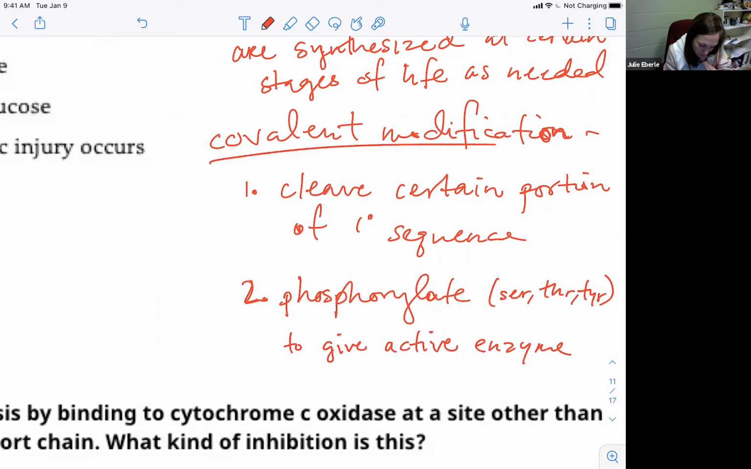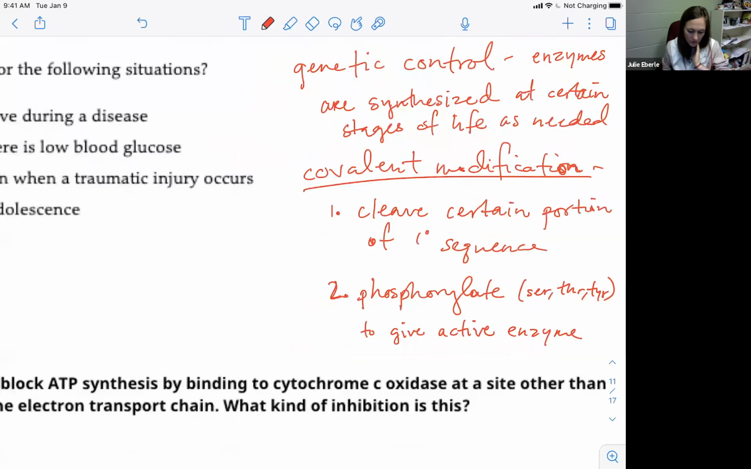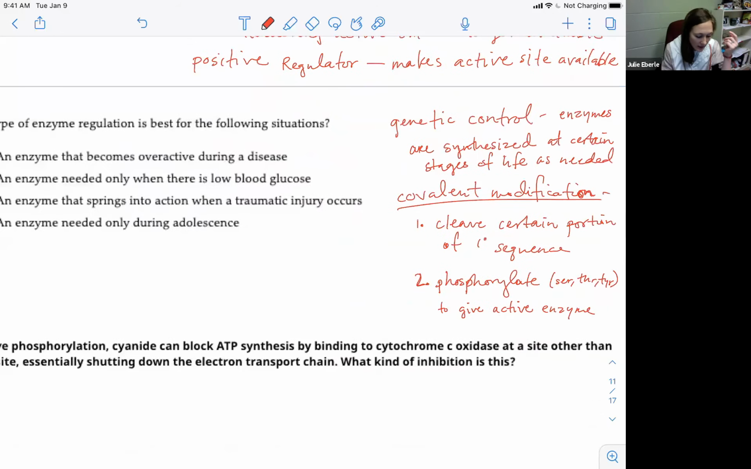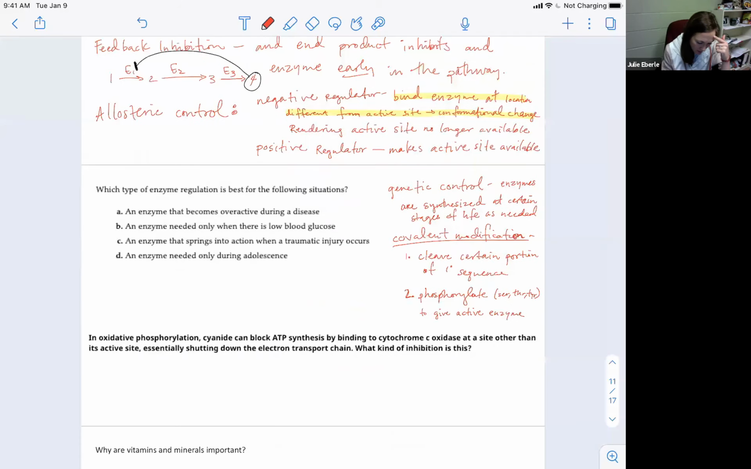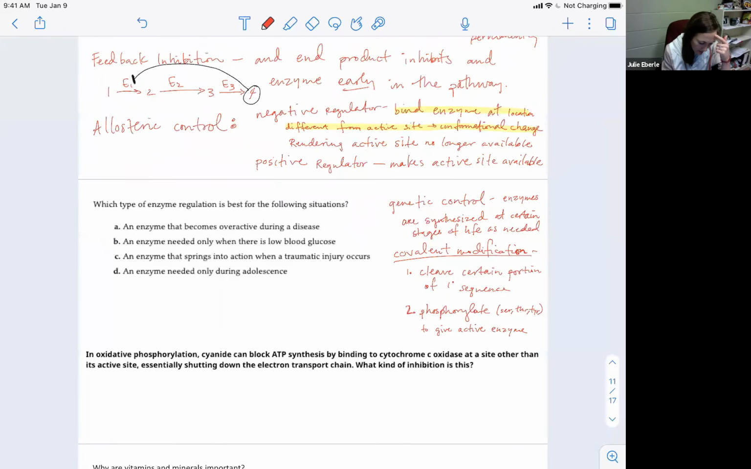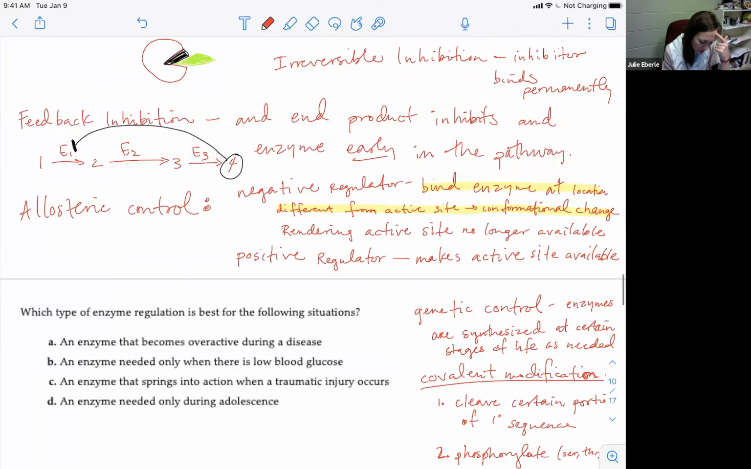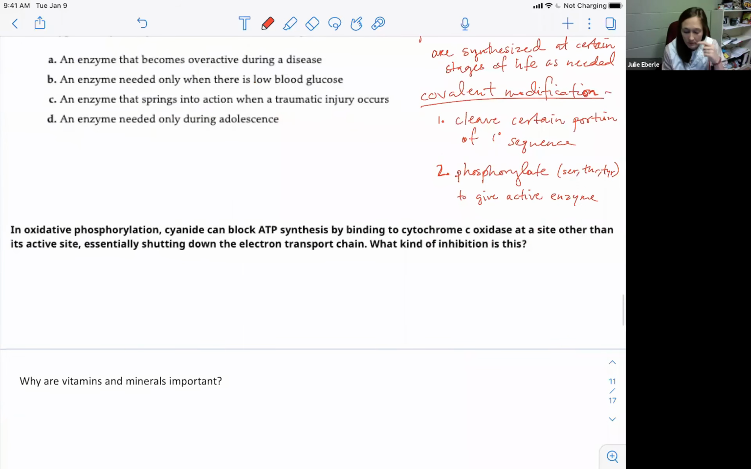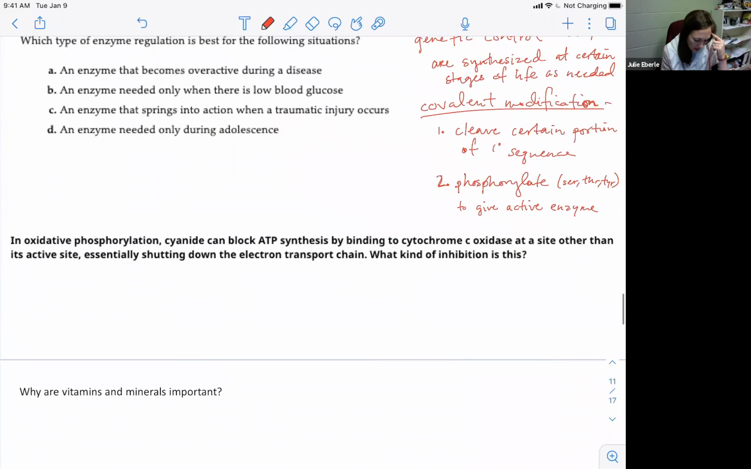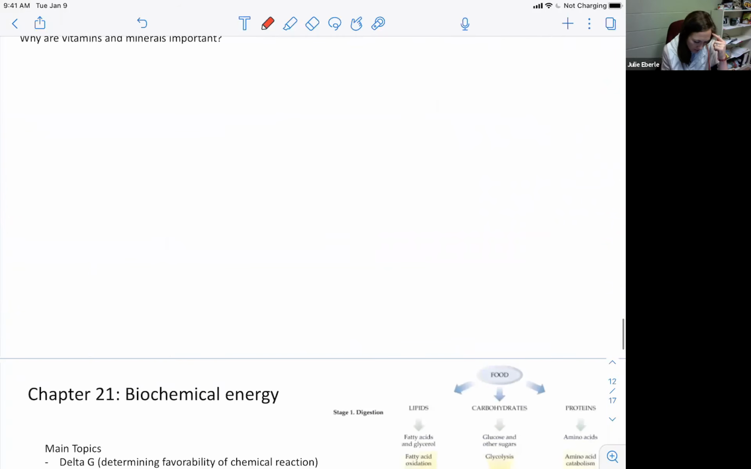Okay, and both of these are forms of covalent modification. So that's a lot. That's why I put a star on this main topic, because this plus the classifications of enzymes was huge. All right. This and one more slide and we're done with chapter 19.